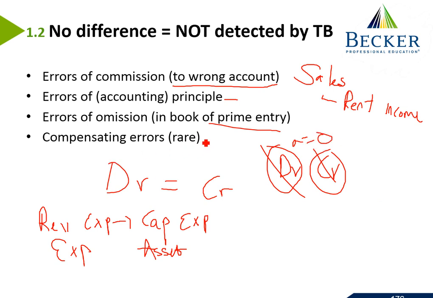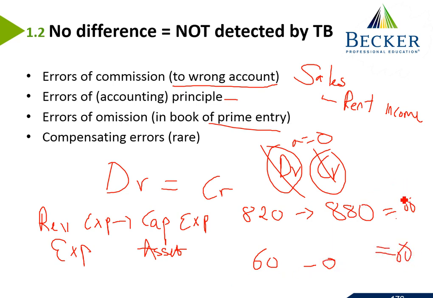And of course, compensating errors, which are rare. For instance, an amount that was meant to be 820 was recorded instead as 880. Okay, giving a difference of 60, and an amount that should have been written as 60 was omitted as well. So this is also a difference of 60. This will be a debit, this will be a credit, and they both somehow work to cancel out each other. Yes, compensating errors are rare, but I've had a student make about four compensating errors, and had a perfectly agreed trial balance, but with atrocious errors behind them.